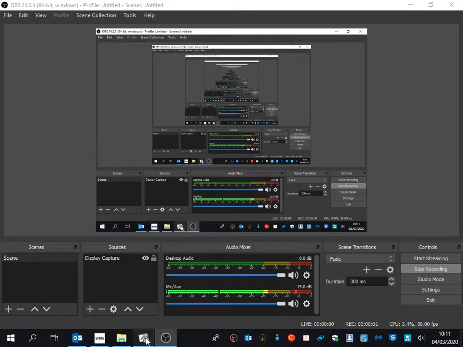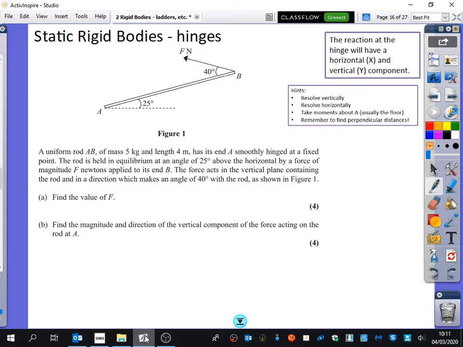Okay, so this is really similar to what we've just been doing, but we're talking about things that are now being hinged, okay? Now, a hinge is something like this, like on a door. You know, like a hinge at the edge of a door. It means that something is fixed in place and it cannot move. It can only rotate at that particular point.